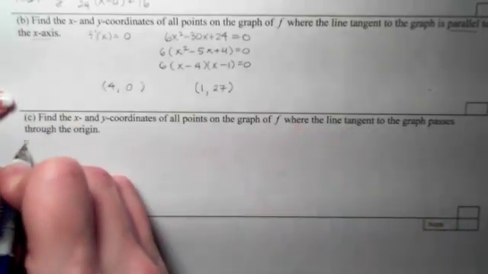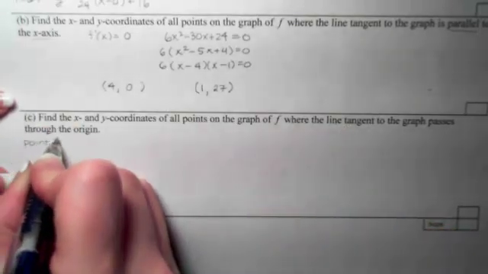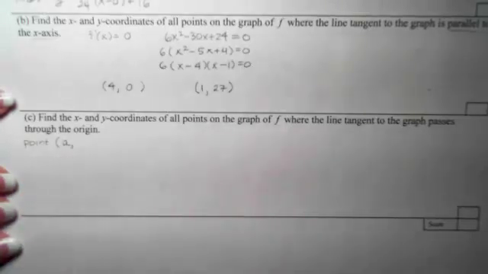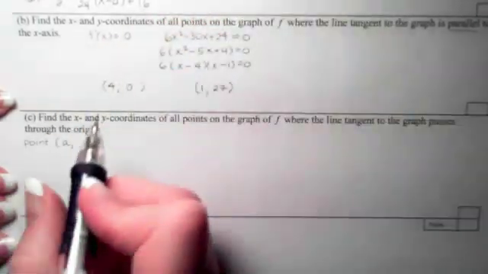So what this means is because we don't know the point, we're going to use a general point. We're going to use a variable. So we'll let the x-coordinate be a. I'll plug a into the function.